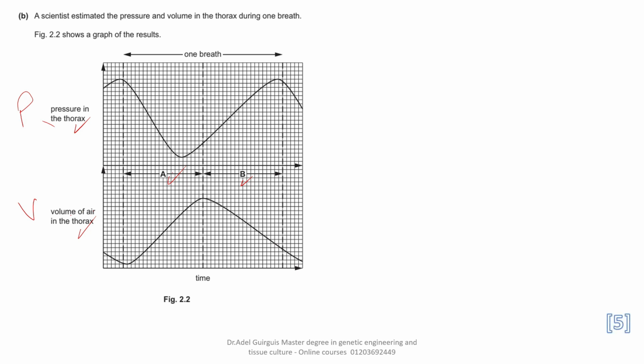This is during one breath. The question here needs description and explanation of the changes in the thorax that occur during section E only in figure 2.2. Through this stage only, what about pressure? Pressure decreases, then increases. This is for pressure inside the thorax.